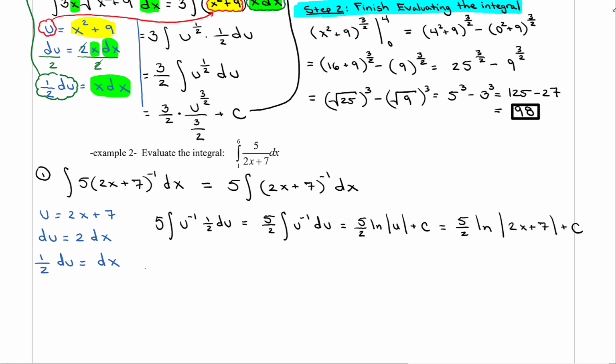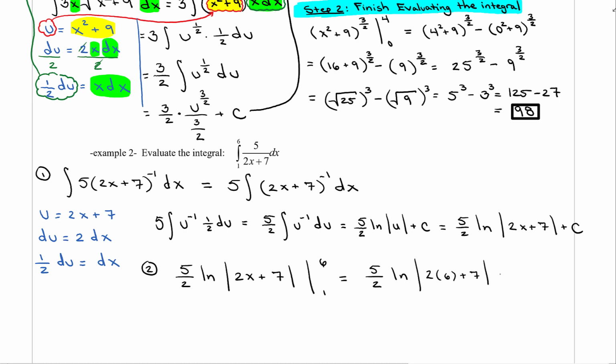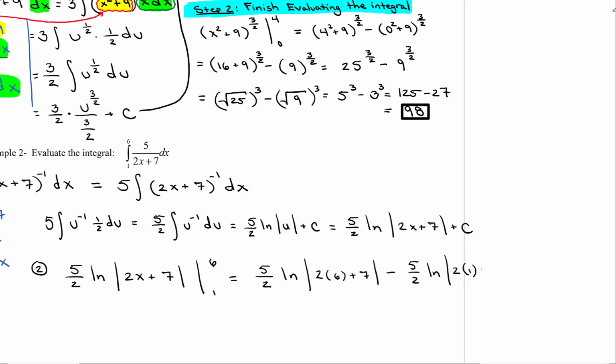Step 2, now we need to finish evaluating the integral. So I'm going to write down 5/2 times the natural log of the absolute value of 2x plus 7, evaluated from 1 to 6. This is going to be equal to 5/2 times the natural log of the absolute value of 2 times 6 plus 7, minus 5/2 times the natural log of the absolute value of 2 times 1 plus 7.